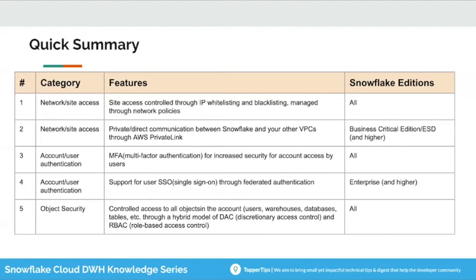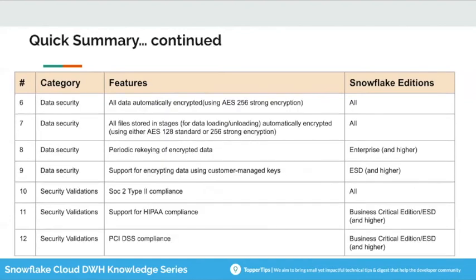In object security, we have role-based access control and discretionary access control, and these are available across all the editions. Next is automatic data encryption, which is also applicable in all Snowflake editions, whether the data is stored in the stage environment or a final table. Data security, periodic rekeying for encrypted data, is available only on Enterprise and higher, so please remember that.